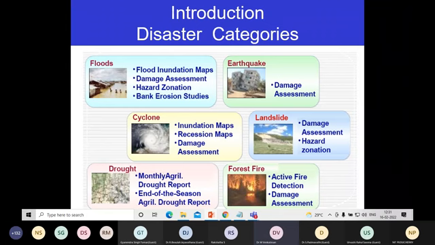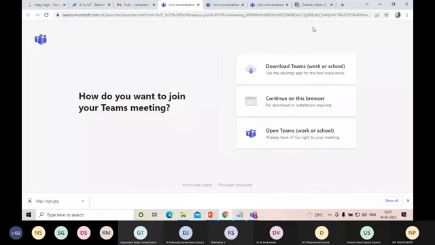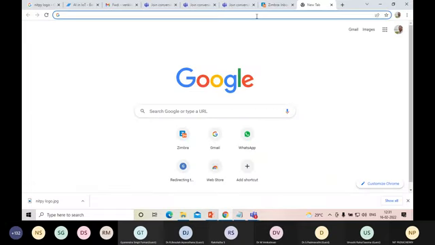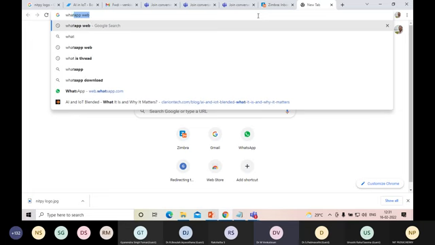1 minute, if possible, I can share that. If I am able to connect my WhatsApp, I want to show you that.